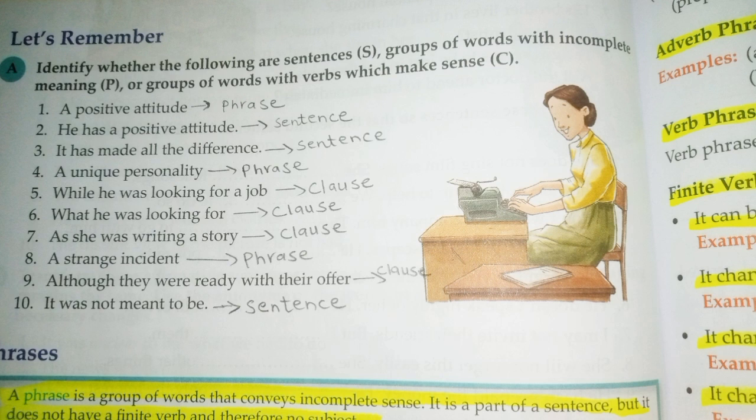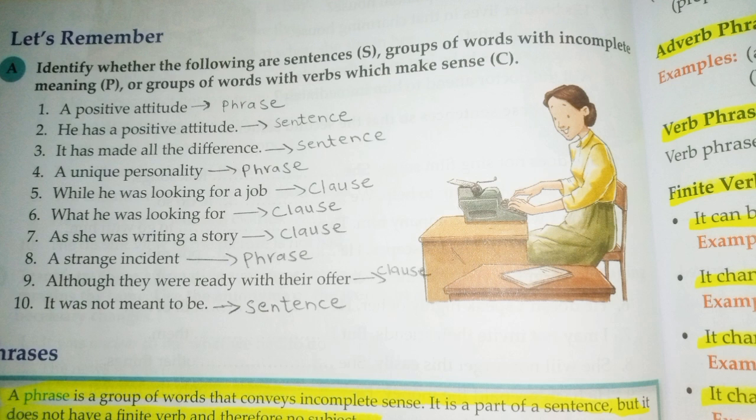Sentence number 6, what he was looking for. This is a clause. Specifically, it's a noun clause. It has a subject and verb, but on its own it functions as a piece of a larger sentence. For example, I know what he was looking for.